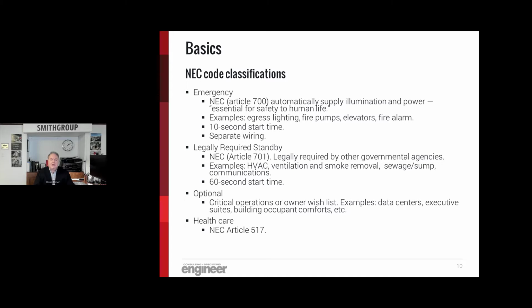Lastly, we have optional systems. These are critical operations, or owner's wish list, things that they want to have operate or that may cause them severe financial or other issues. Examples could be data centers, executive suites, building occupant comforts that are required for the continuation of the building, or just simply an owner who has had frequent utility outages and wants to back up certain parts or all parts of the building.